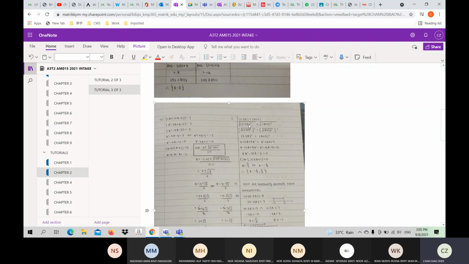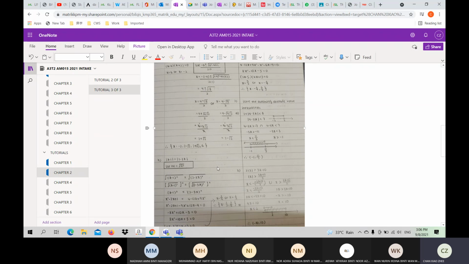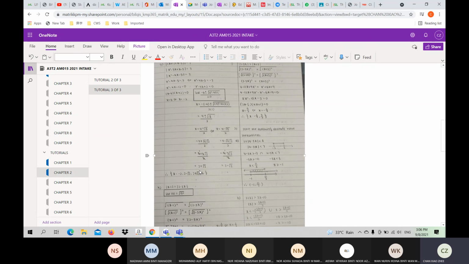Soalan I pun sama macam tadi, cara yang sama sahaja. So we move on to question 2. Solve the following absolute value inequalities. 1 plus absolute 4 minus 3x smaller than x.